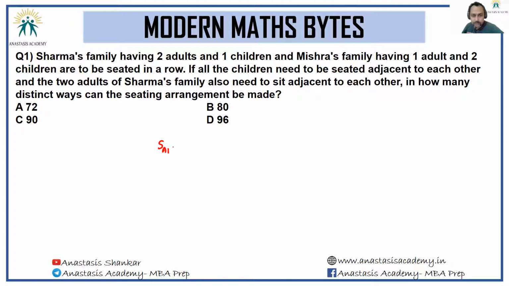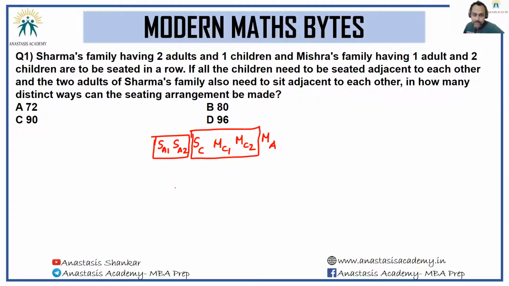Sharma family adult 1, Sharma family adult 2, Sharma family child, Mishra family child 1, Mishra family child 2, Mishra family adult. Now we know these 2 have to be together. We also know these 3 have to be together. This person is free moving.